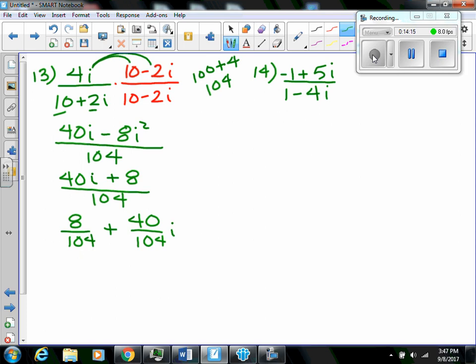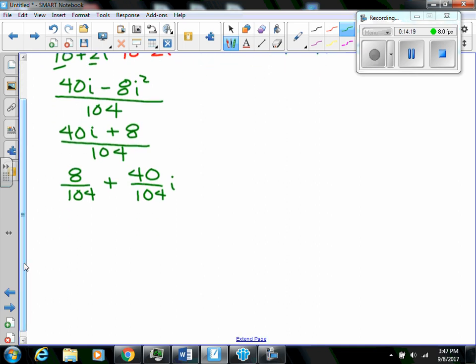Now, if you can reduce the fraction, you need to reduce it. I happen to know that 8 will go into both of these numbers. So 8 goes into itself once. 8 goes into 104 13 times. Over here, 8 also goes into 40, so it goes into 40 5 times. 8 goes into 104 13 times, and then you have your i. So here's your answer.